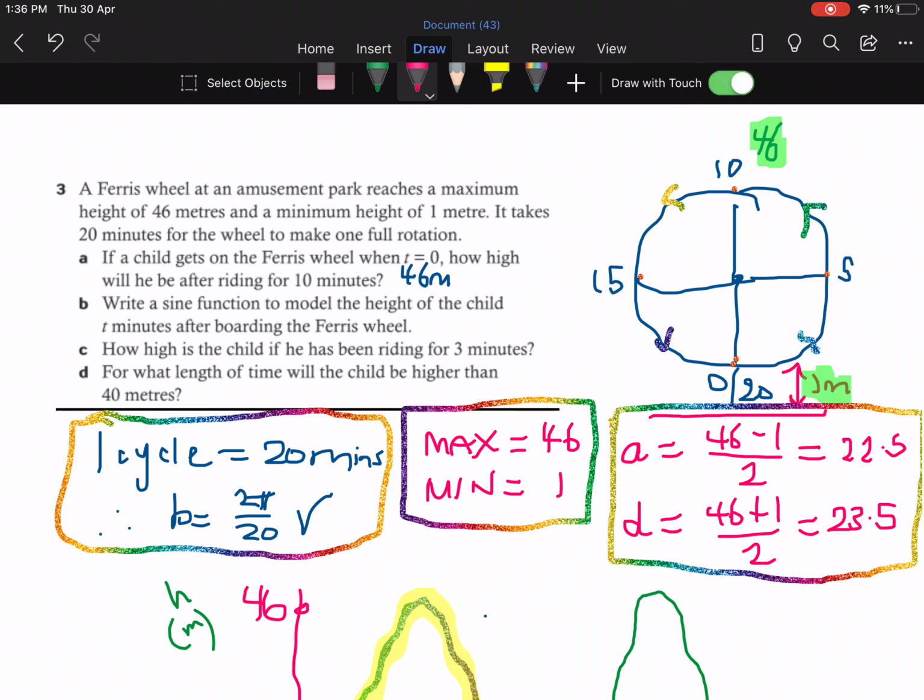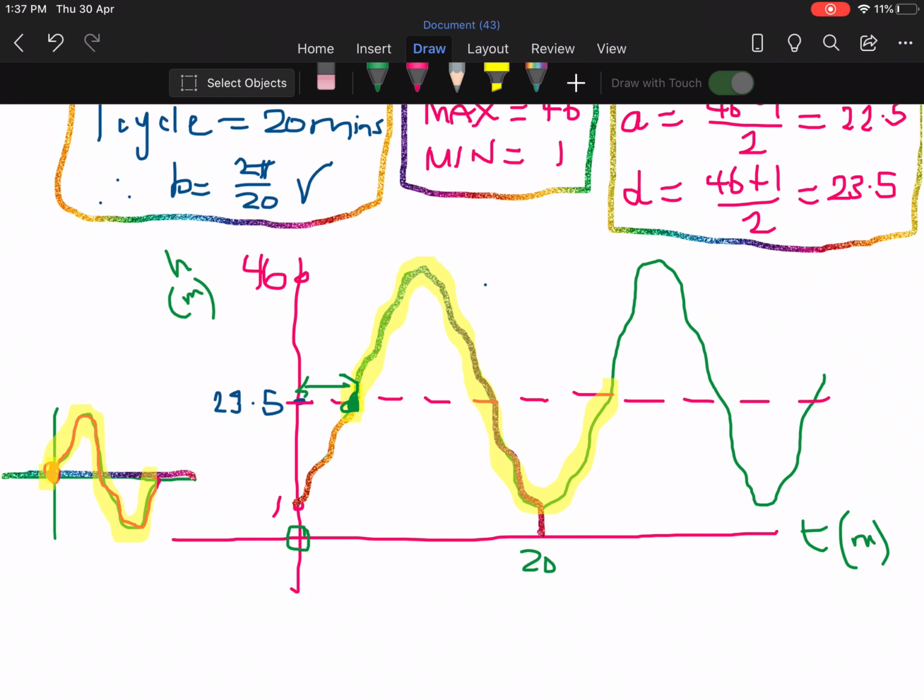So that means that at 5 minutes, it's going to be 23.5. And at 15 minutes, it's also going to be at 23.5 because it goes round up to 23.5, up to 46, back down to 23.5, and then back down to 1. So I can see that the first horizontal phase shift is going to be 5 minutes. So now I've got my final function.